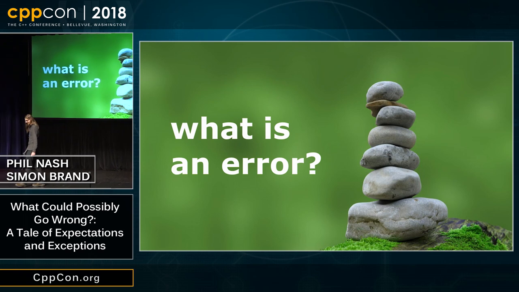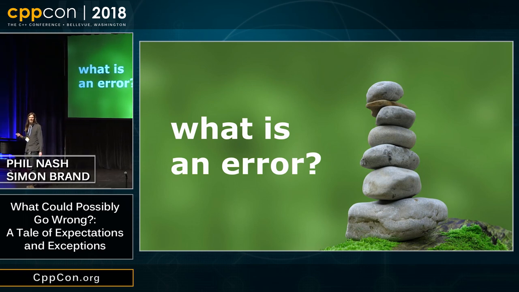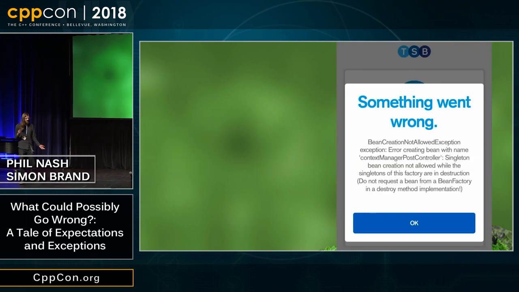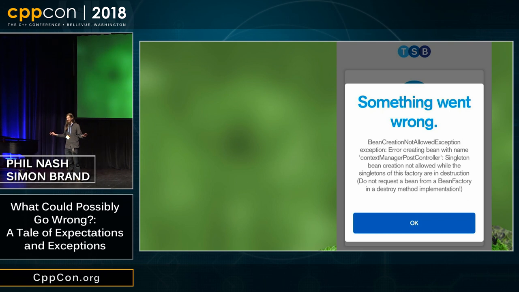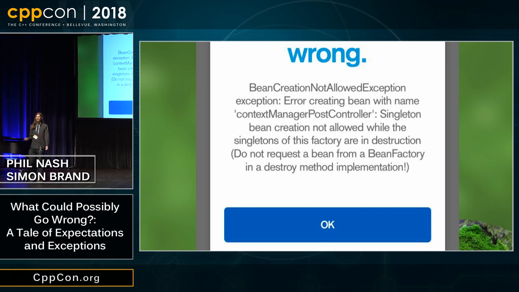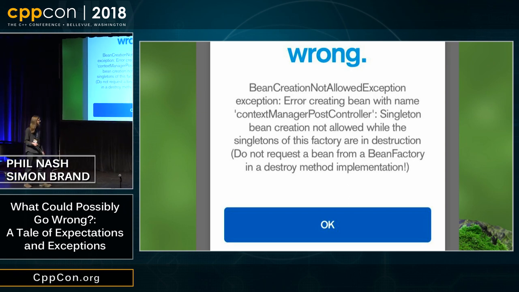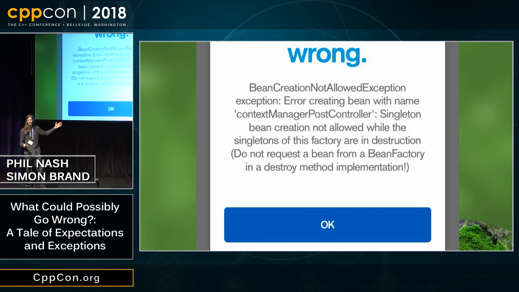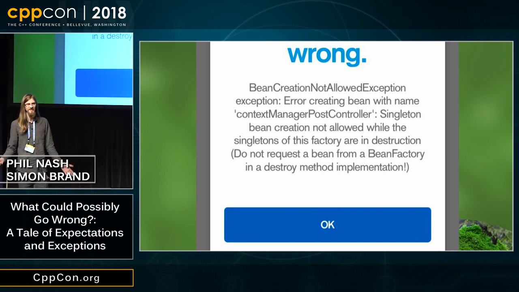What is an error? So an error could be a number of things. Could be something like this. Something went wrong. What is something? Well, maybe something like this. Bean creation not allowed exception. Something to do with destroying factories.